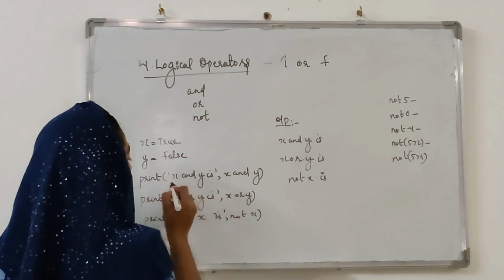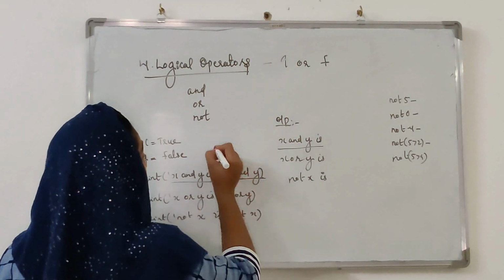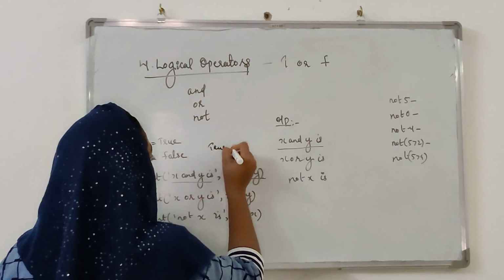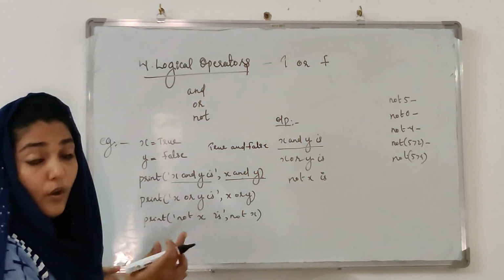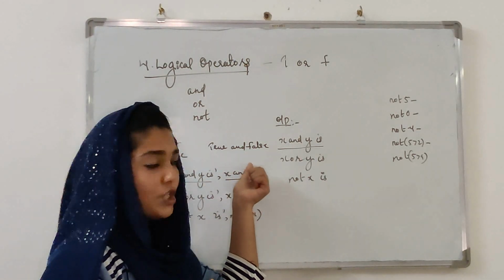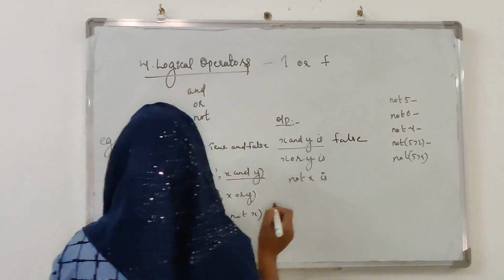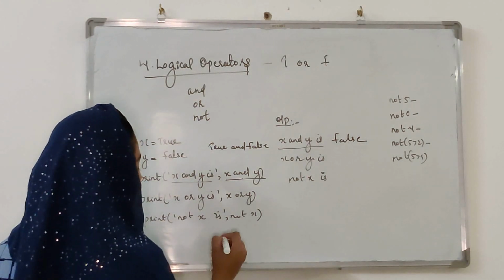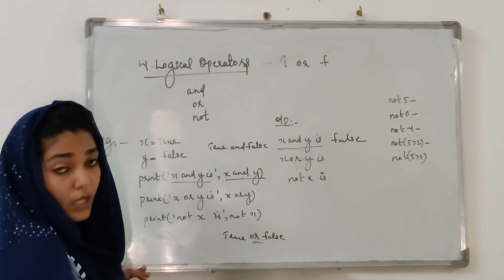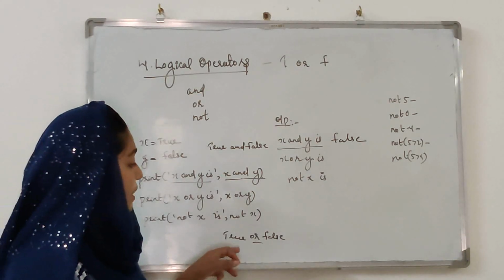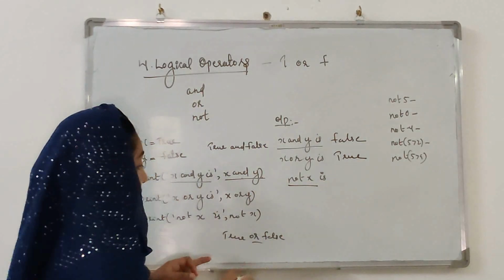Now, I come back to our question. Print x and y is, so this will display on the output screen as it is, x and y. Now fetch this value. What is the value of x? It is true. And what is the value of y? It is false. What is true and false? We already studied about our AND operation. True and false is false. So our output will be false. Next is x or y. So true or false. In the case of OR operation, if any of the input is true, our output will be true. So what is our output? Our output is true.